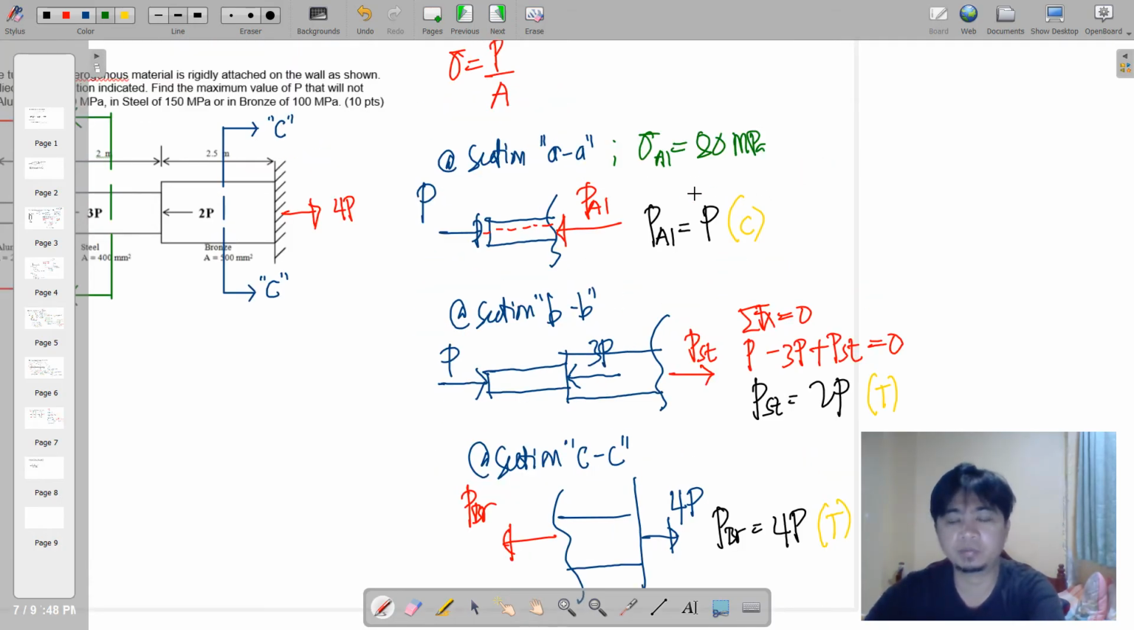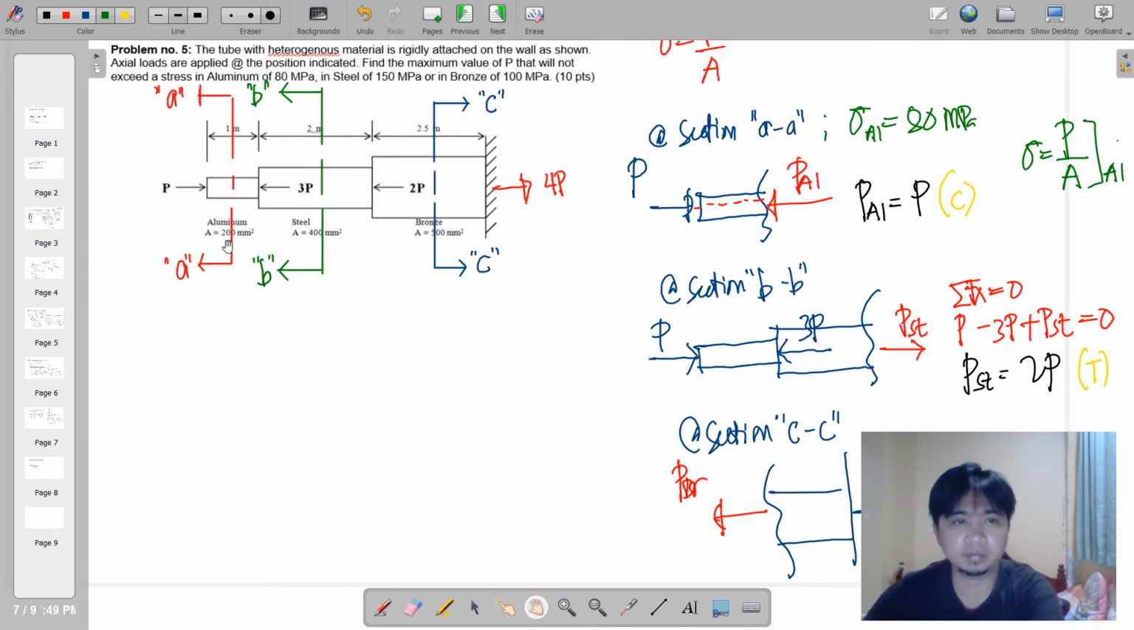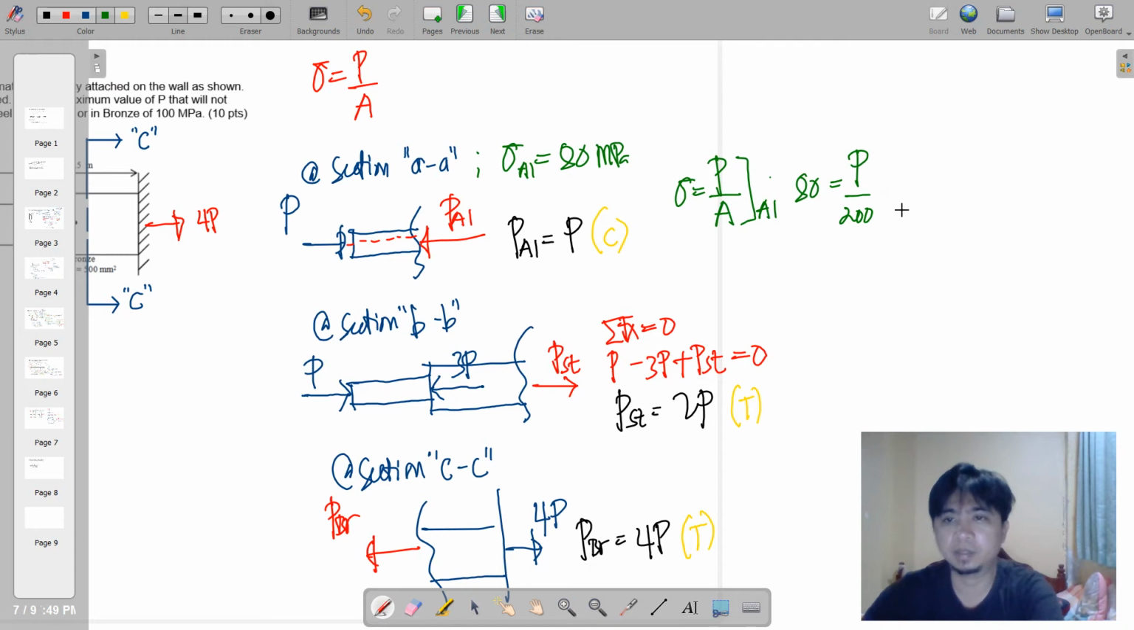First, we have the allowable for the aluminum. So we'll just have to use this formula applicable for the aluminum material. Say the allowable is 80 and the computed P of aluminum is simply equal to P. And then for the cross-sectional area, we have 200 millimeters squared. Hence, 200 times 80 is the value for P, which is equal to 16,000 Newton. So the value of P, if we consider the aluminum, is 16,000 Newton.